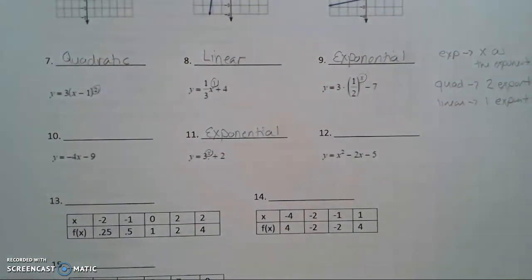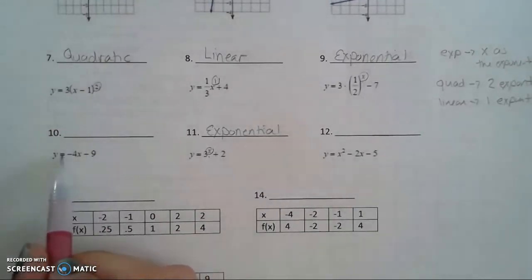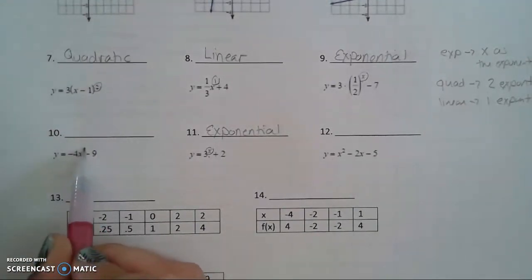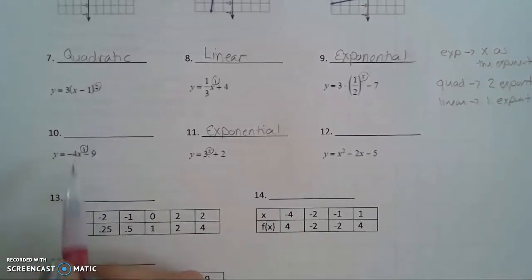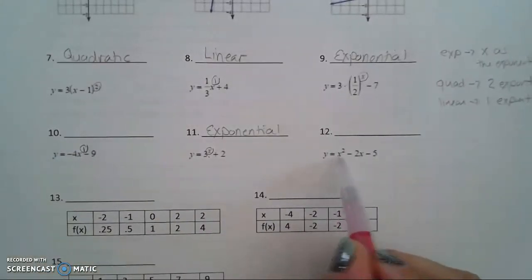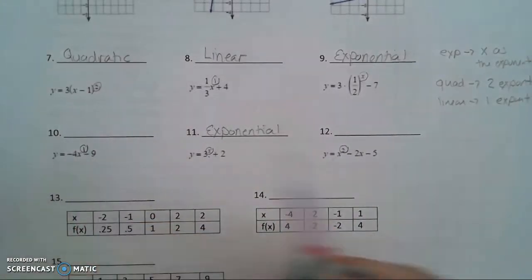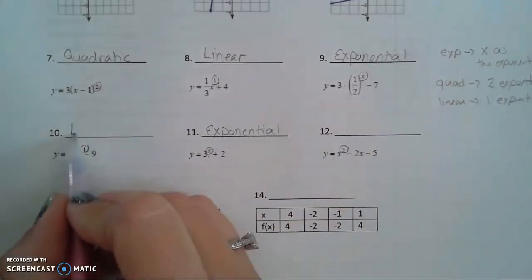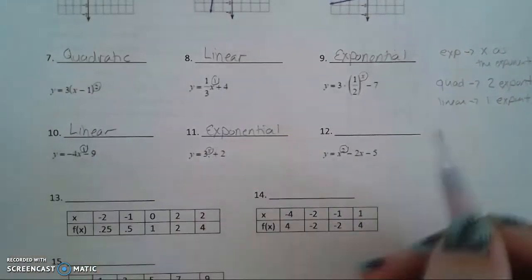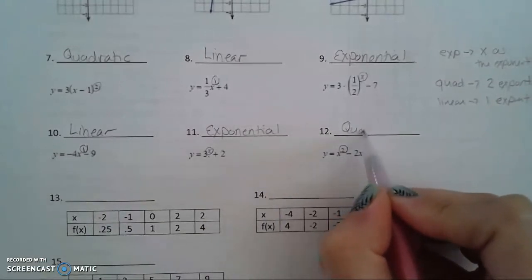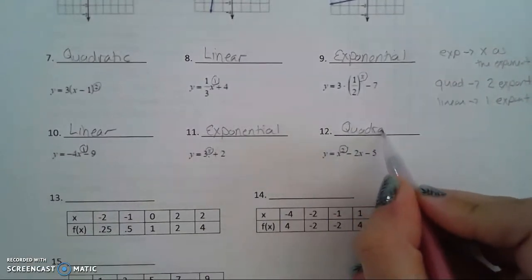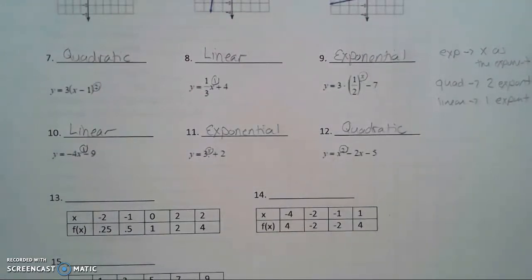Okay, let's do the same thing for 10 and 12. I'm looking here at number 10. I don't see any exponents, which means there's an understood 1 on that x. And if I look over here, my biggest exponent is this 2. So this one is my linear, because the exponent is a 1, and this one over here is my quadratic, because the exponent is a 2. So you need to be able to look at an equation and tell whether it is a linear function, a quadratic function, or an exponential function.